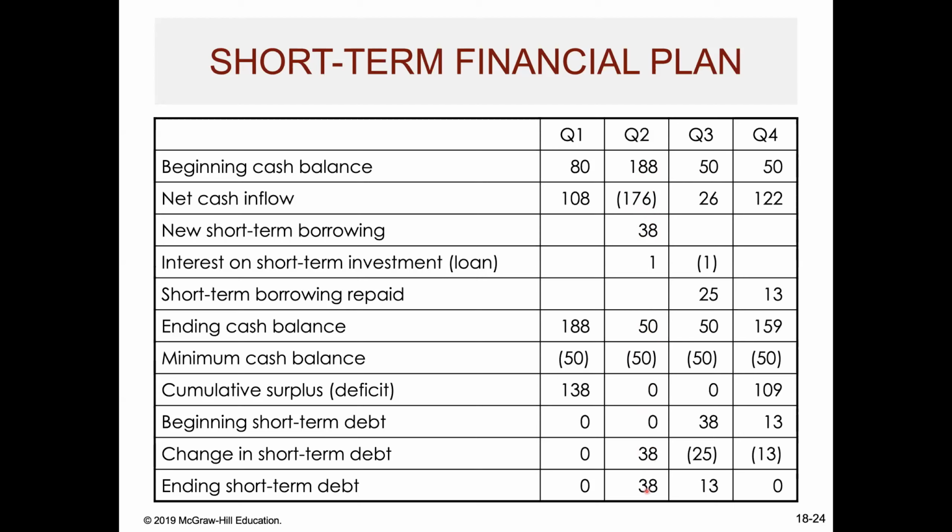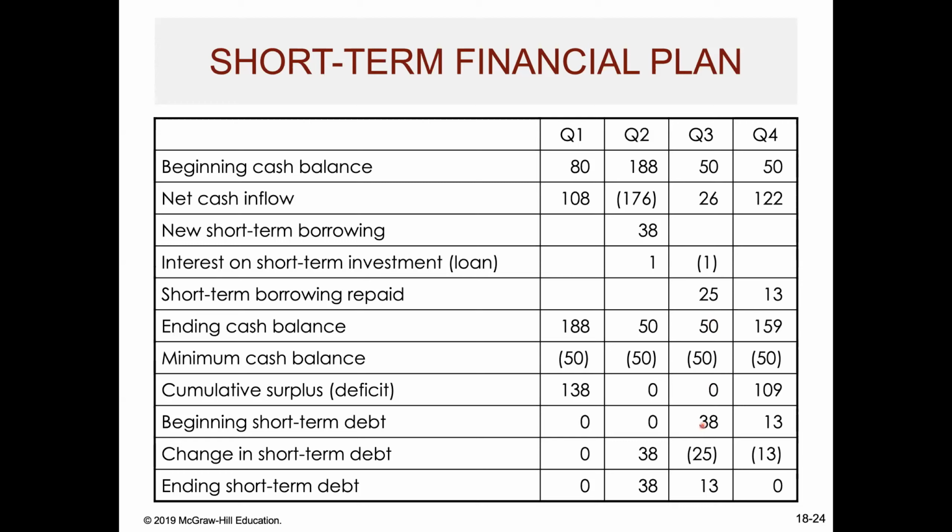So that's where we're at. That's our balance, 38 million. We went from 0 to 38 million. We go to the next month, our net cash inflow is 26 million, so we can pay down part of this. However, we have to pay interest. So we have a 26 million inflow. We had to pay $1 million in interest from the loan from the previous quarter, which leaves us with 25 million. And so our ending cash balance is going to be 50. So we'll still have 25 million outstanding.